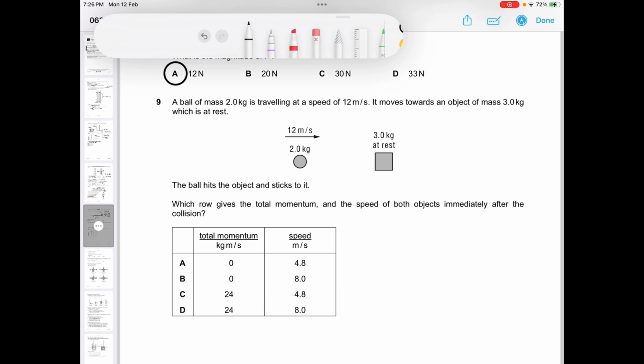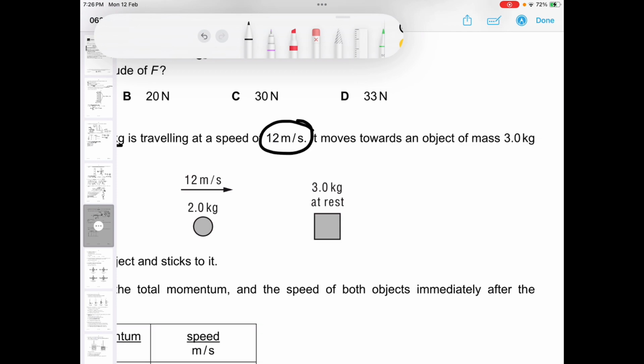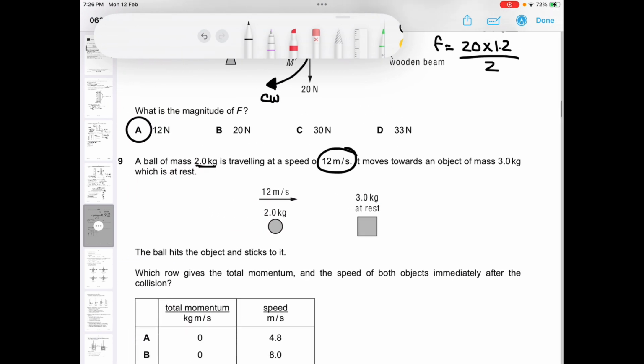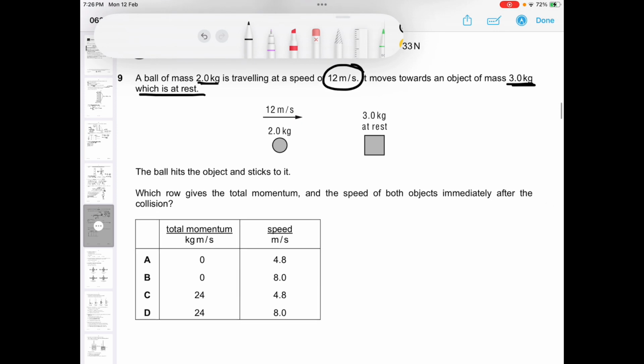Okay, 9. A ball of mass 2 kilograms is traveling at a speed of 12 meters per second. It moves towards an object of mass 3 kilograms, which is at rest. The ball hits the object and sticks to it. Now, this is a key word. Which row gives the total momentum and the speed of both objects immediately after the collision?